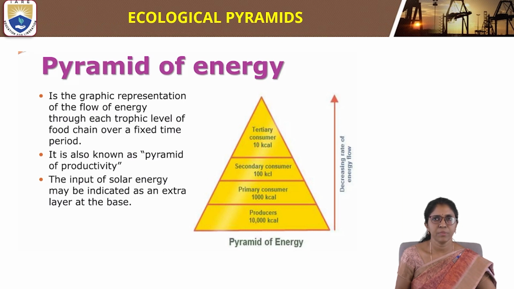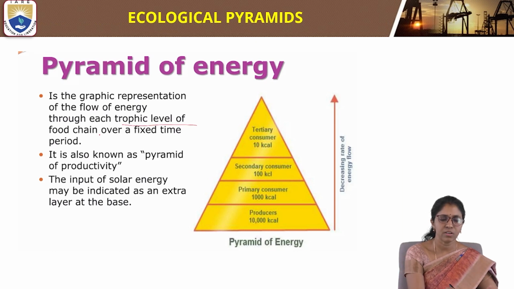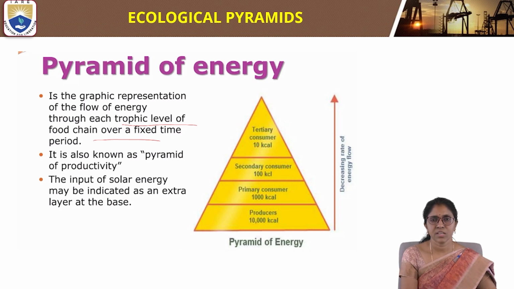The next pyramid is the pyramid of energy. It is a graphical representation of the flow of energy through each trophic level of a food chain over a fixed period of time.